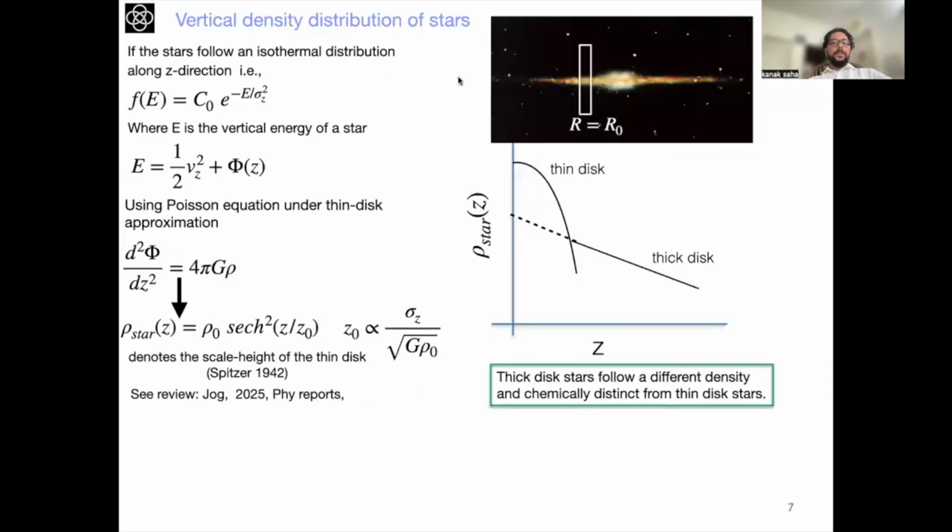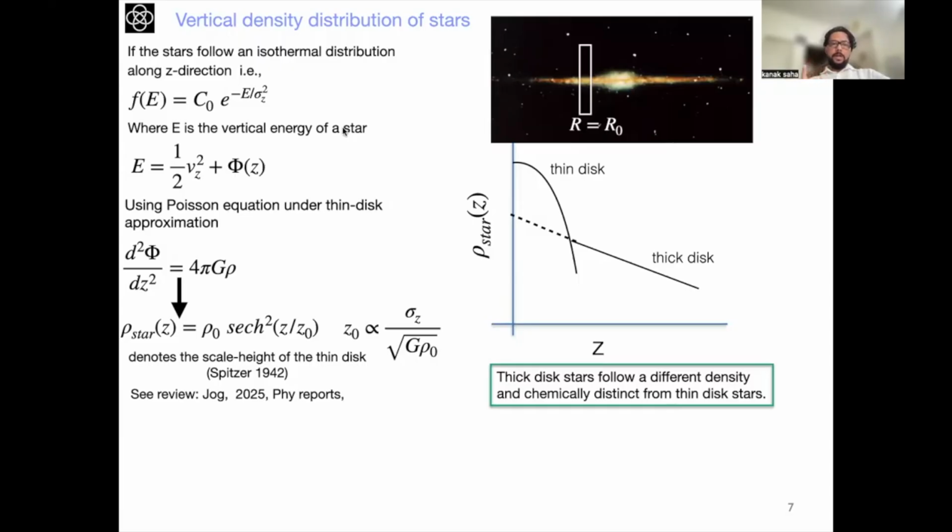In the vertical direction, this is an edge-on view of the Milky Way taken from the COBE satellite in 1995, a reconstructed image of the Milky Way. You can see that the Milky Way stellar disk is quite thin, and one can actually measure the density distribution along the vertical direction. However, it's a very simple thing, so one can actually find analytically what the density distribution is expected to be.